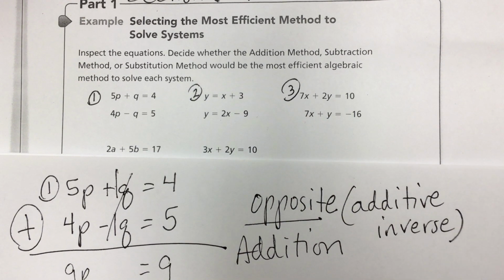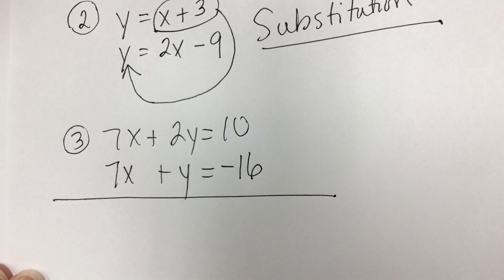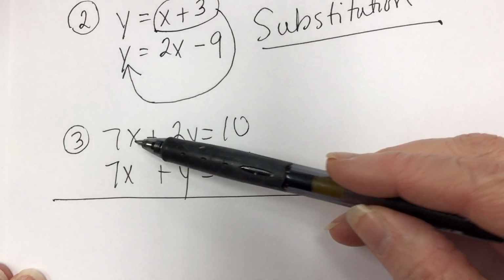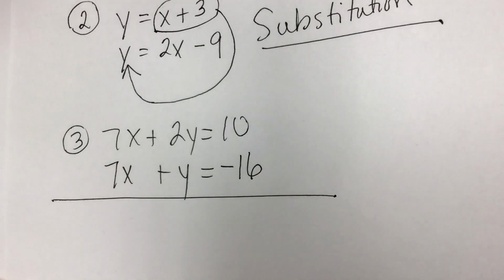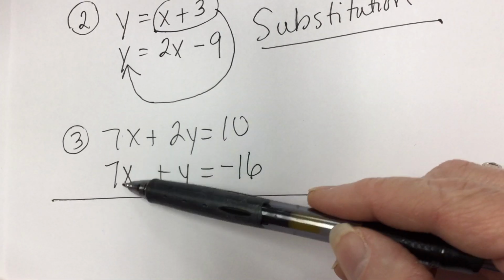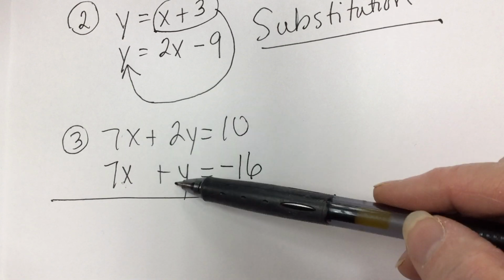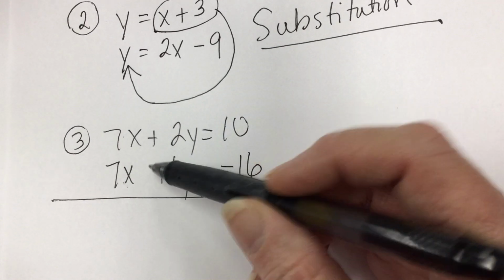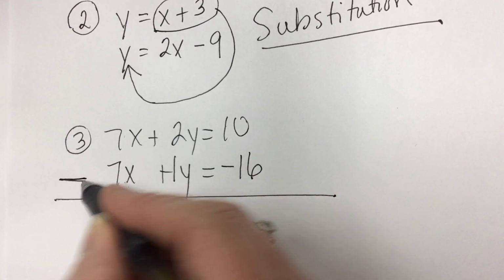Okay? So let's decide what method would be best for number 3. Now, when I look at these, I see that they're lined up. They're not solved for a letter, therefore substitution would not be the best method. So it's either going to be addition or subtraction. For addition, you're looking for one to be the opposite of the other. Well, when I look at the x's, they're not the opposite of the other. I would need negative 7, positive 7 for them to be opposites. And these are not the same. I have 2y and 1y. So being that they're not the opposites of each other, the best method for this problem is subtraction.